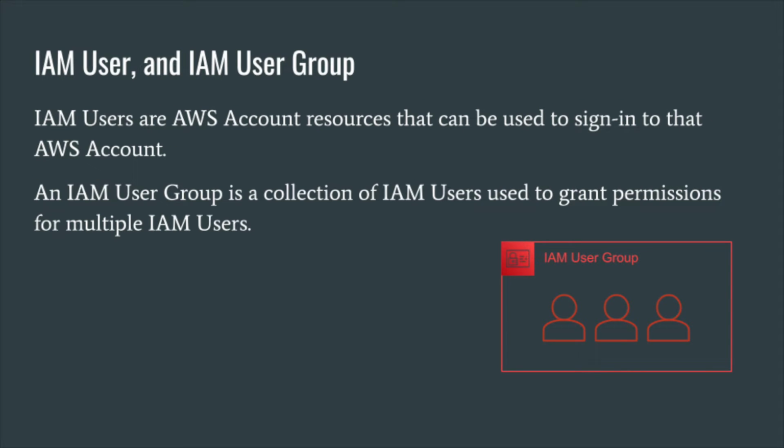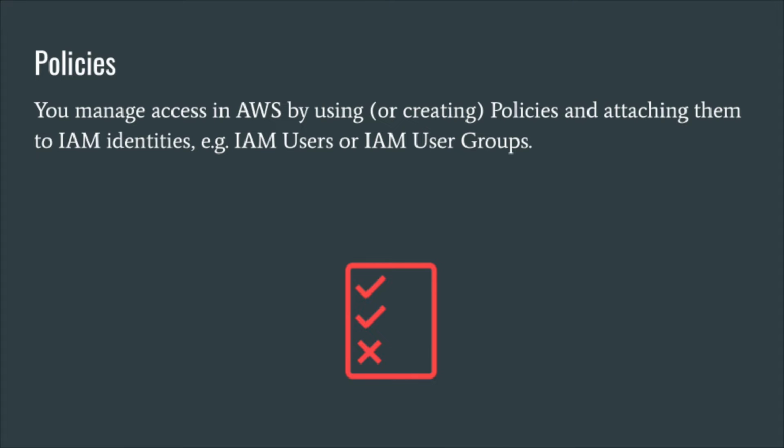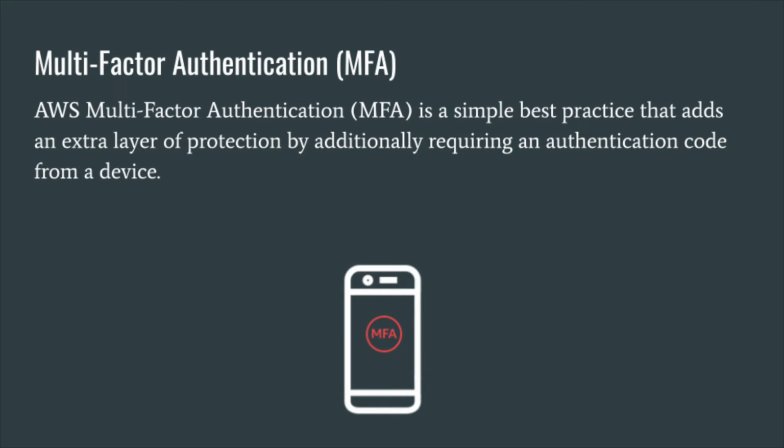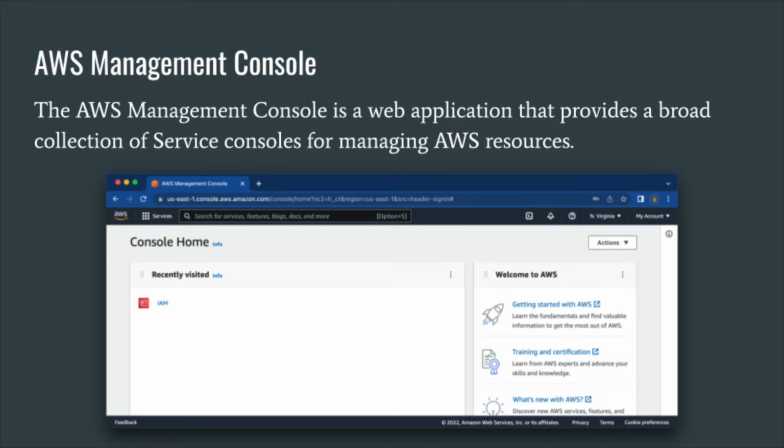IAM users are AWS account resources that can be used to sign into that AWS account. An IAM user group is a collection of IAM users used to grant permissions for multiple IAM users. You manage access in AWS by using or creating policies and attaching them to IAM identities. AWS multi-factor authentication is a simple best practice that adds an extra layer of protection by additionally requiring an authentication code from a device. The AWS Management Console is a web application that provides a broad collection of service consoles for managing AWS resources.